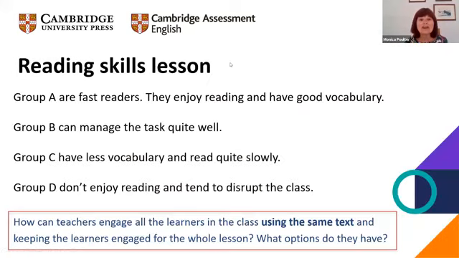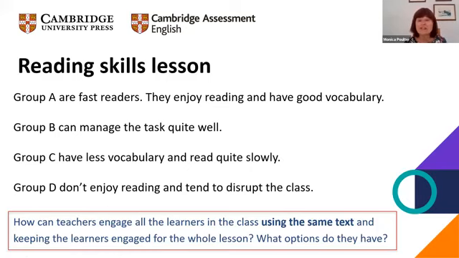So you may have a class, in fact, you most certainly do have a class where reading differences are there in your class. You've got Group A, who are fast readers. They enjoy reading and they've got a good vocabulary. You've got Group B, who can manage the task quite well. Group C, who have less vocabulary and read quite slowly. And Group D, who don't enjoy reading and tend to disrupt the class. And our problem here is, how can teachers engage all the learners in the class using the same text, but keeping the learners engaged for the whole lesson? What options do teachers have?